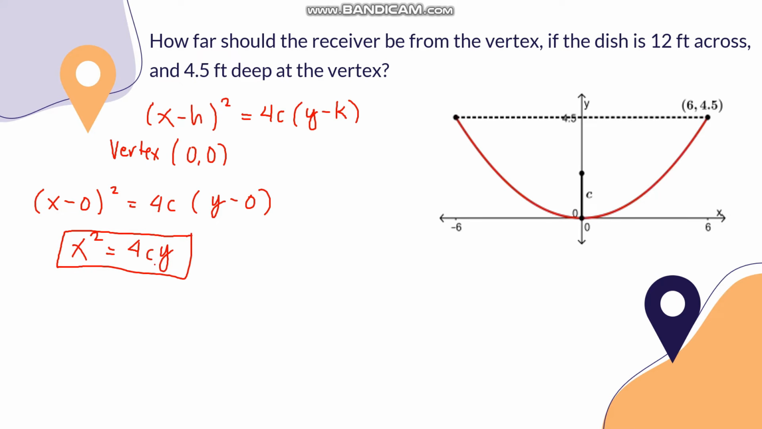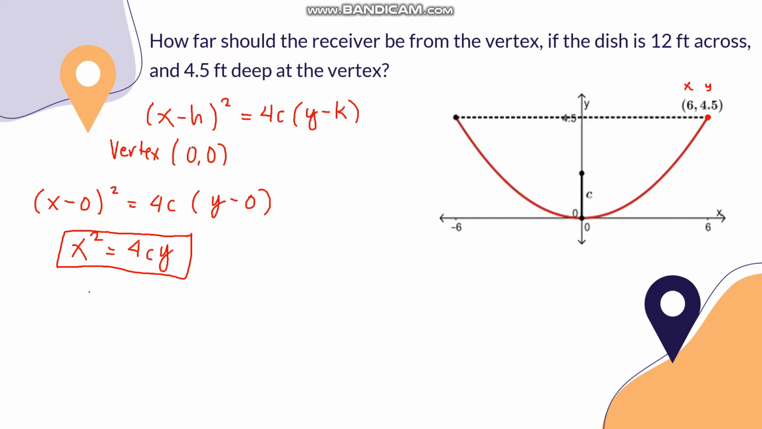We can only identify the value of c if we have x and y. So looking at our word problem, looking at the figure, we know that this is 12 feet across. So that means each side is 6 feet, and it is 4.5 feet deep at the vertex. So if we get a point here, which is part of our parabola, then we can have 6 and 4.5 as the values of x and y. So x is 6 and y is 4.5.